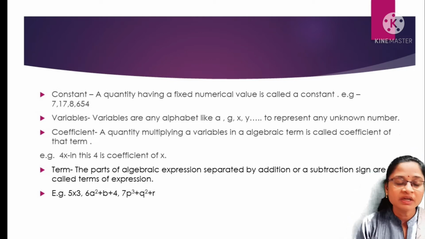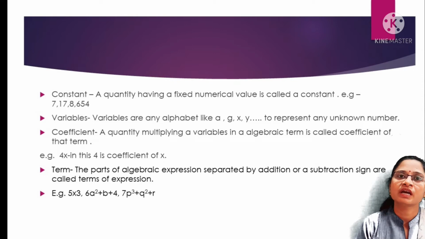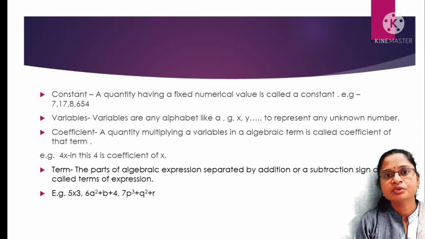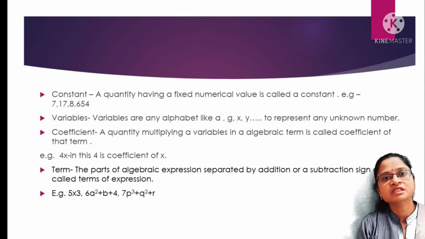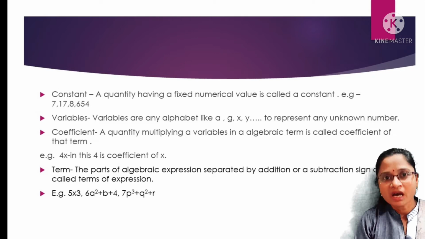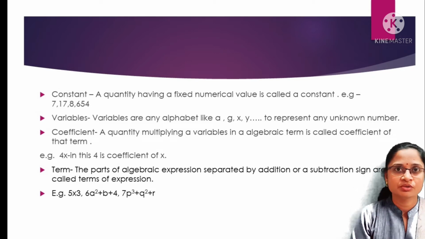Now the next is coefficient. A quantity multiplying a variable is called its coefficient. Suppose 4x square. In this case the variable is x square and the coefficient is 4.